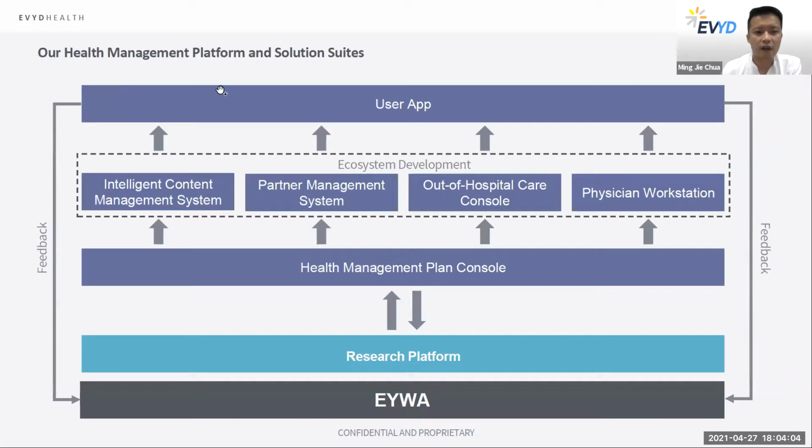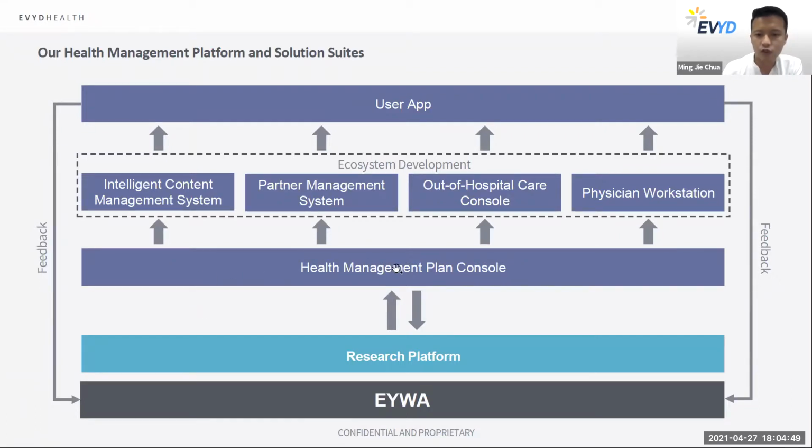Here is an overview of our health management platform and solution suite. You can see that there are a few components to it. This is because population health management requires the involvement of different stakeholders to work effectively. For example, we have the research community that we engage, because they are the ones who analyze the data, make sense of the data, and produce the insights and knowledge that we then apply in the real world. This is then iterated as we get feedback from the real world.